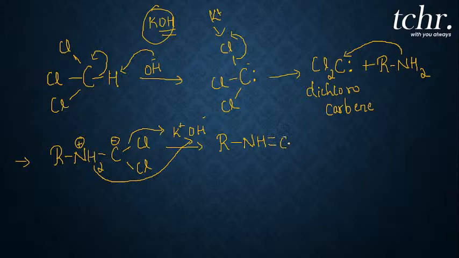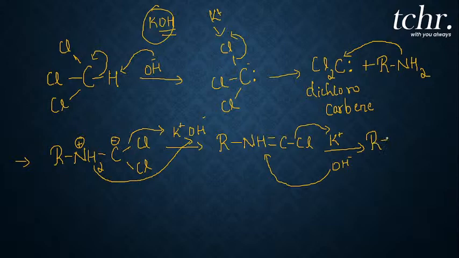Now once again, one more potassium K plus and OH minus. See where the Cl minus will go? It goes towards K plus and the OH minus attacks the hydrogen atom. So now again a pi bond will be formed between the nitrogen and carbon and I will get RN triple bond C. So what is this RN triple bond C? It is nothing but isocyanide, right, my dear students? Yes, it is isocyanide. So is it clear?